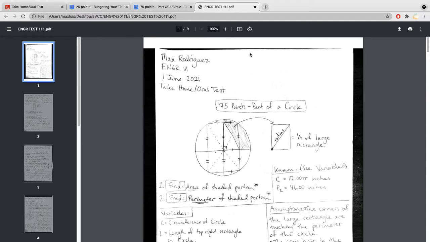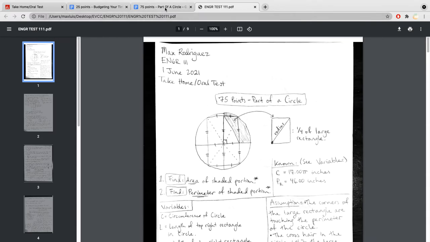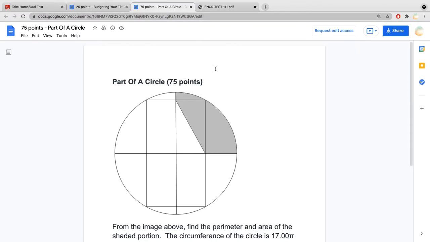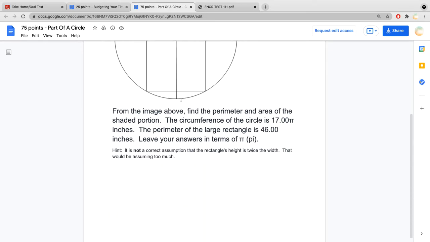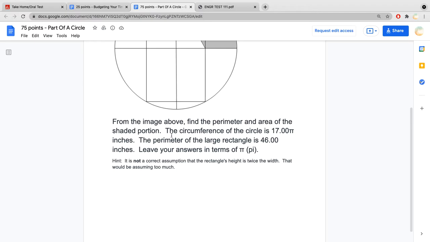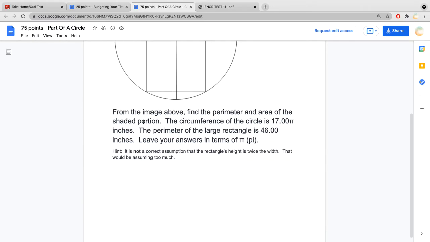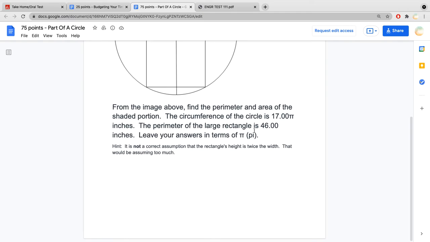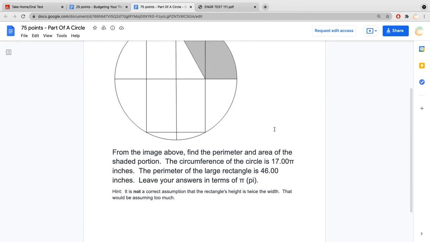Okay, so this is my submission for the take-home/oral test for Engineering 111. The first problem I chose to do was the 75-point part of a circle problem. The question asks, from the image above, find the perimeter and area of the shaded portion. The circumference of the circle is 17 pi inches, and the perimeter of the large rectangle is 46 inches.